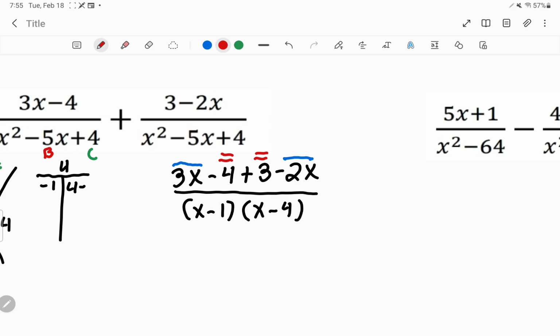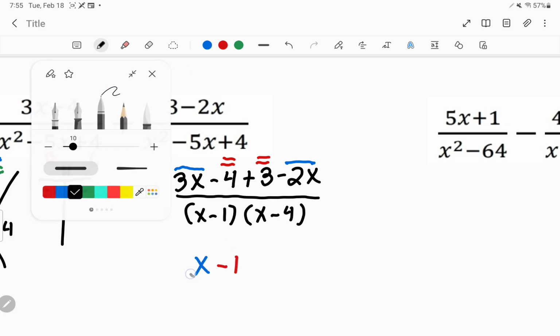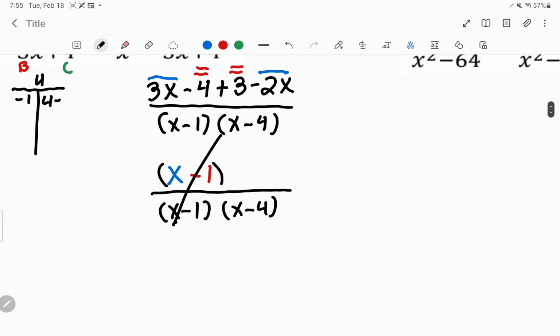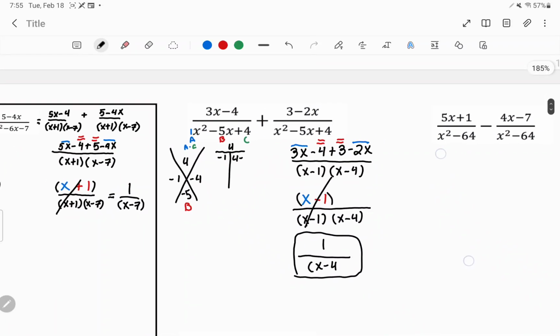We're going to combine the 3x and the 2x, which if you do the math, it's just going to give you x again. If we do negative 4 plus the 3, we get a negative 1. And I'm going to put in parentheses. I don't have to, but just want to make sure. Okay, that's what we have on the top. And now on the bottom, this is what we have. X minus 4. And guess what's going to cancel out? X minus 1s. Which is going to give us 1 over x minus 4. That is it. That's my answer for that problem right there.